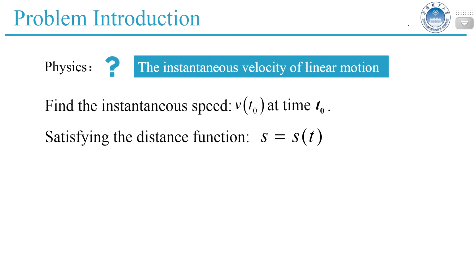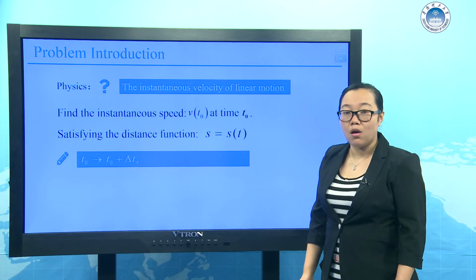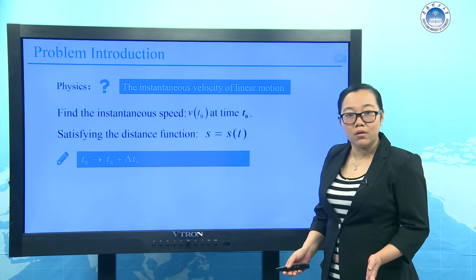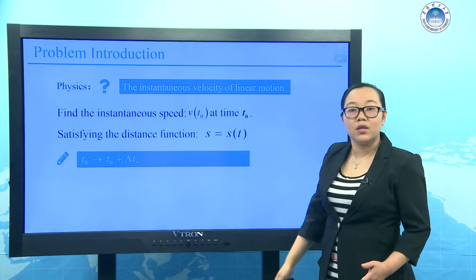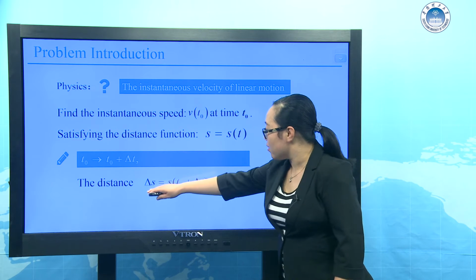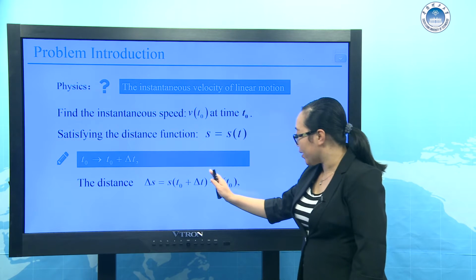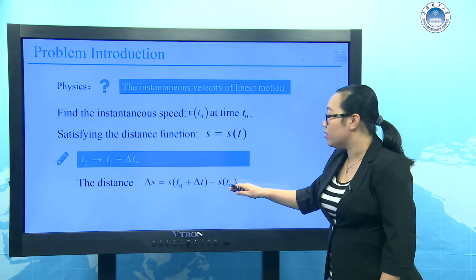We know if the distance function s satisfies s equals s(t). And then t0 tends to t0 plus t, where t is a changeable time. How to understand changeable time? It means t0 is a fixed time, t0 plus t is changeable, and the increment is t. The corresponding distance is s equals s(t0 plus t) minus s(t0).